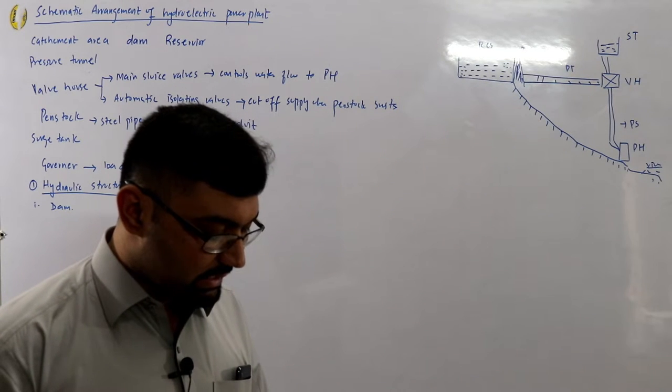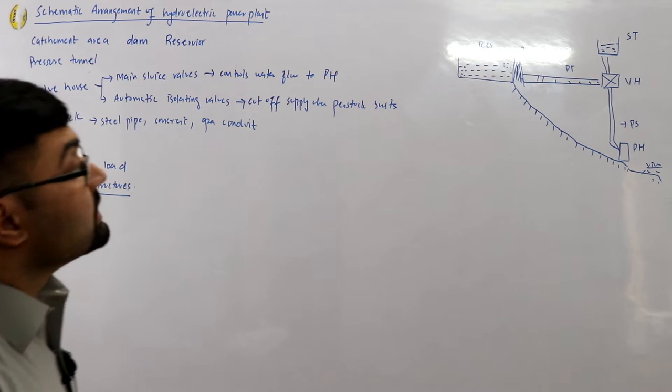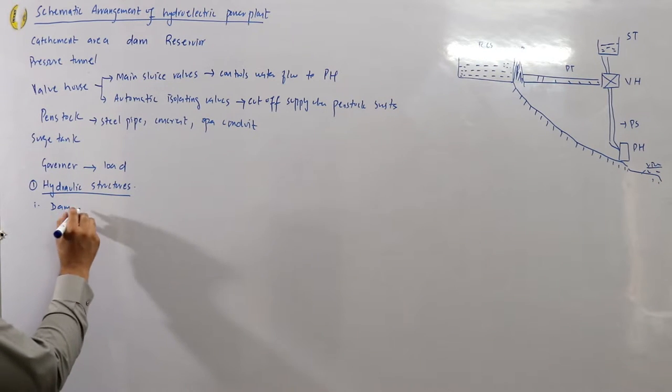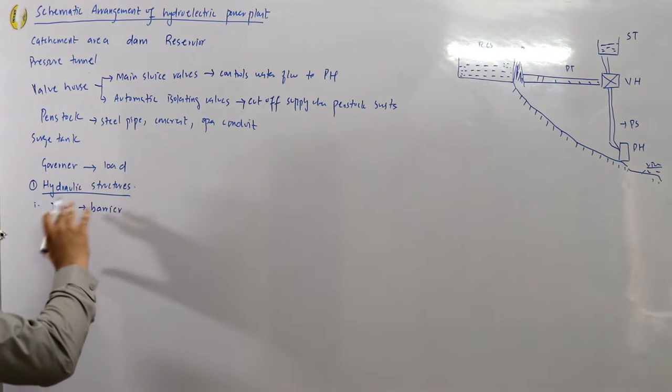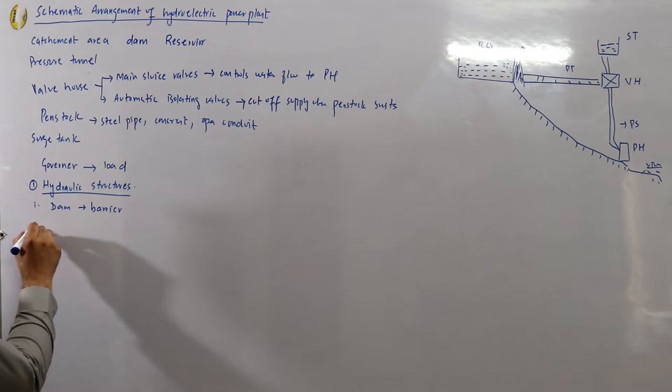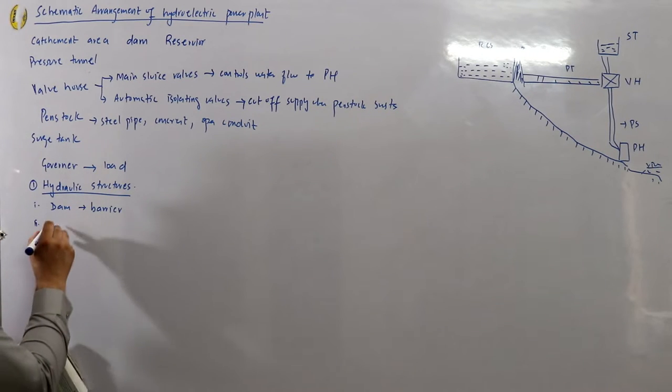Dams are built of concrete or stone masonry or earth, and you can just read it out. So the dam is basically the barrier across the catchment area. So the reservoir is being built. You are having a storage of water. The next is the spillways.